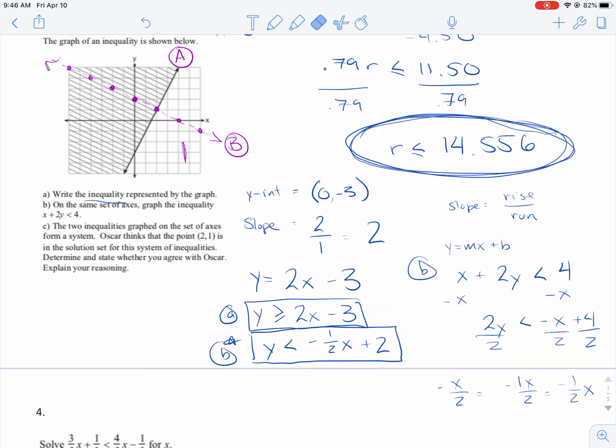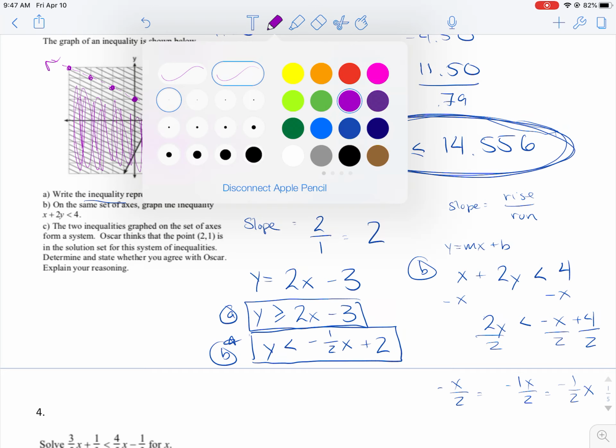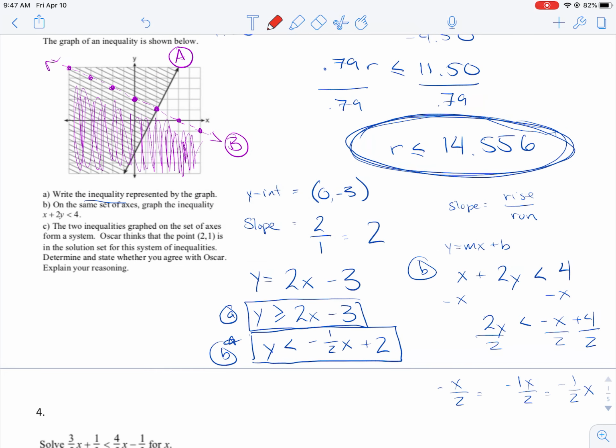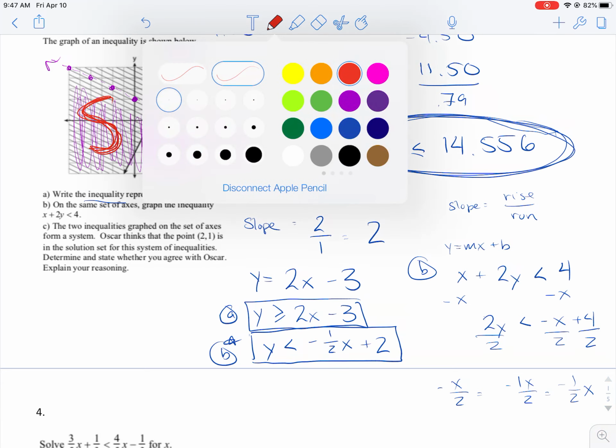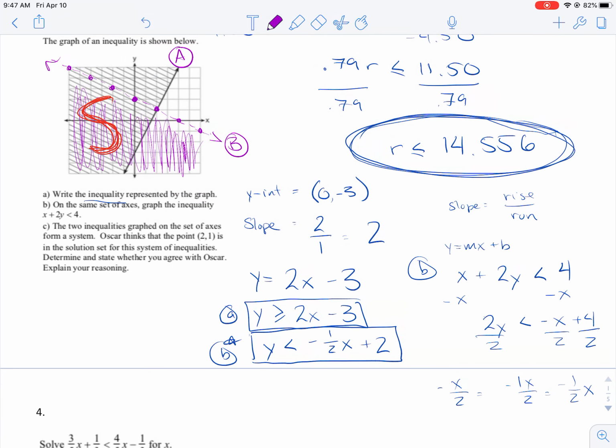Now, it also says that we need to shade. So y is less than this line, so you go to your line. This would be above the line. This would be below the line. So we're going to shade below. And our solution is right over in this section here.